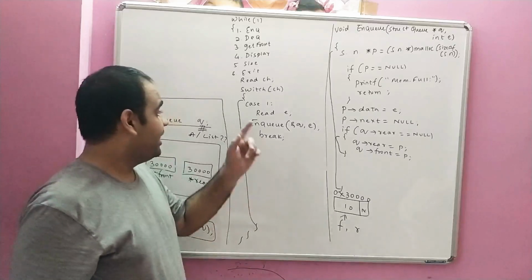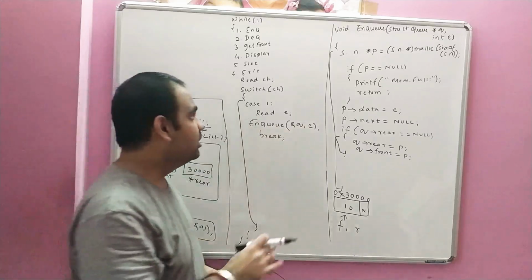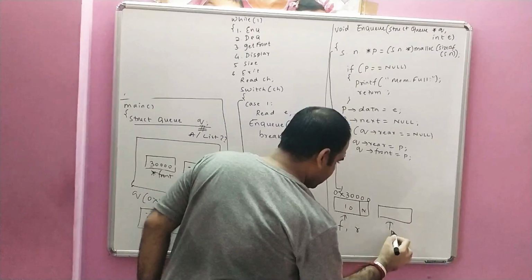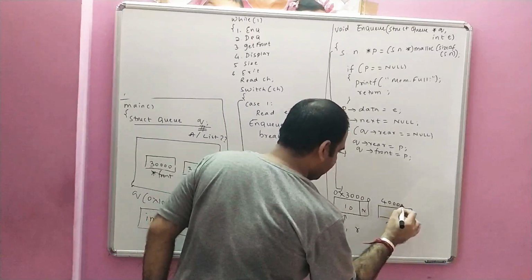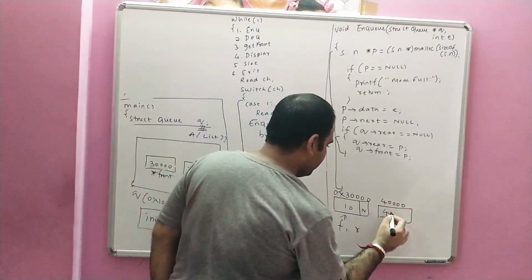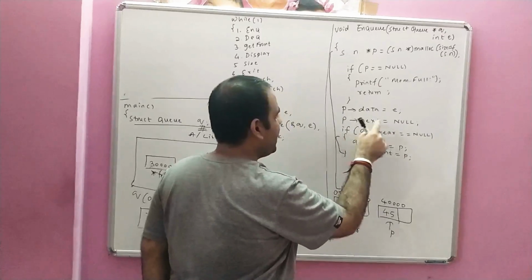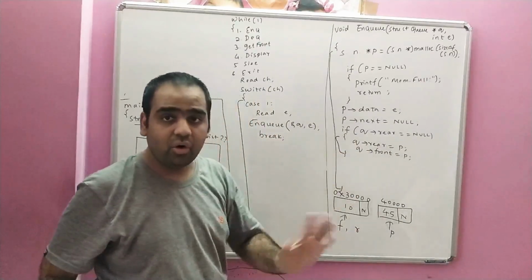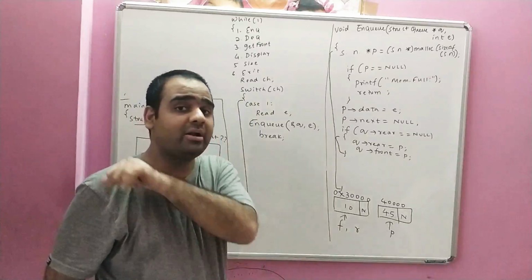Now suppose I say NQ 45. Now what will happen? A node will be created. Now this is P. Let the address of this be say 40,000. P equal null? No. P arrow data is equal to, let us say, 45. P arrow next is equal to null. This is null. Is q arrow rear equal to null? No, q arrow rear is not null. That means I am not adding for the first time.